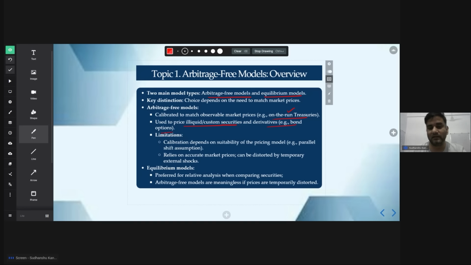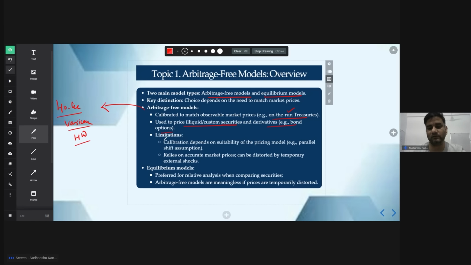Examples of arbitrage-free models, which are those? Ho-Lee is this. Vasicek is one. Hull-White is one. HW is Hull-White. These are your arbitrage-free models.